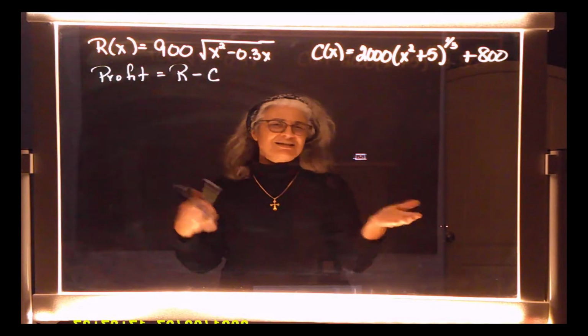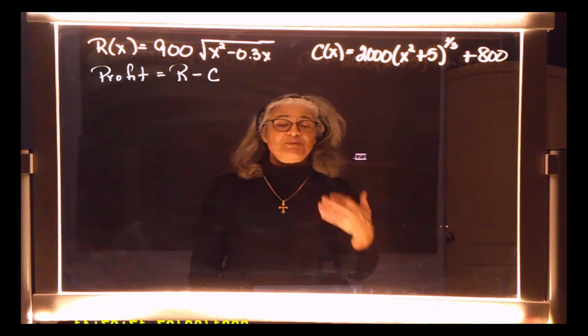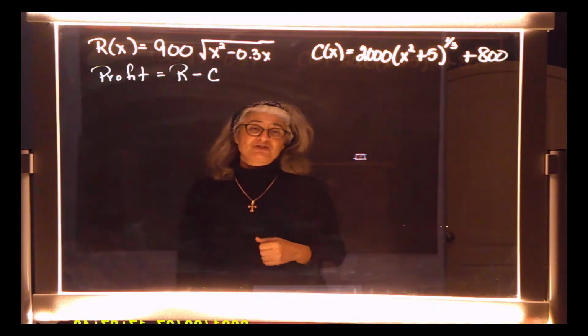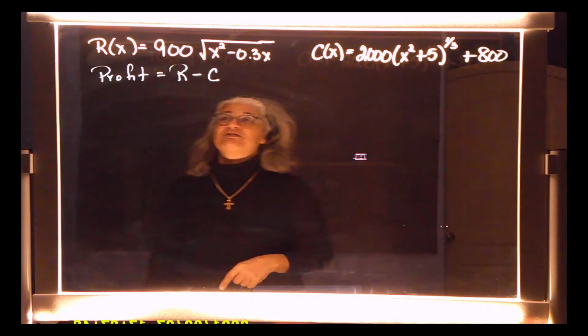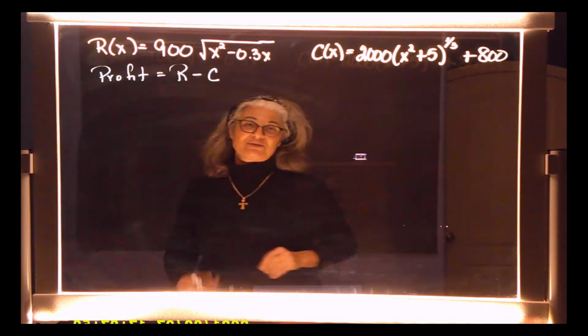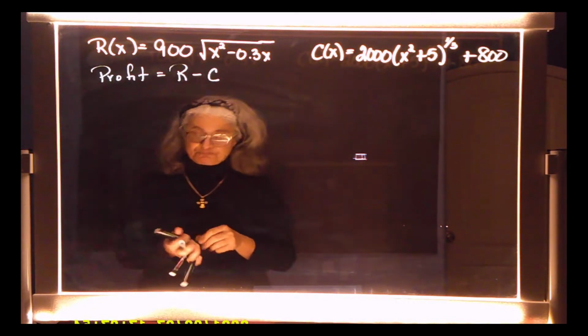Cool? Yeah, it's not really any different than the last problem, is it? They want a rate of change, but now they want it with respect to the profit function. So that means we have got to find the profit function. All right, so this is how we said we find profit. So let's see what this looks like.